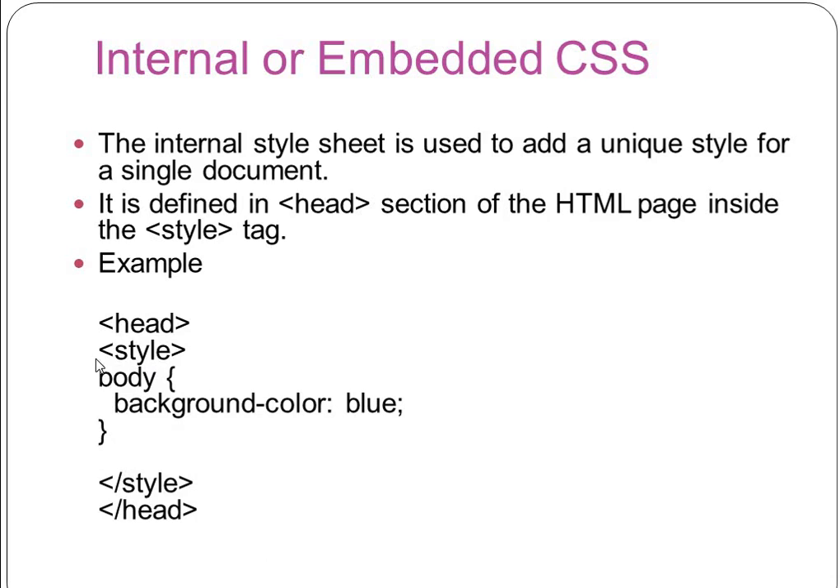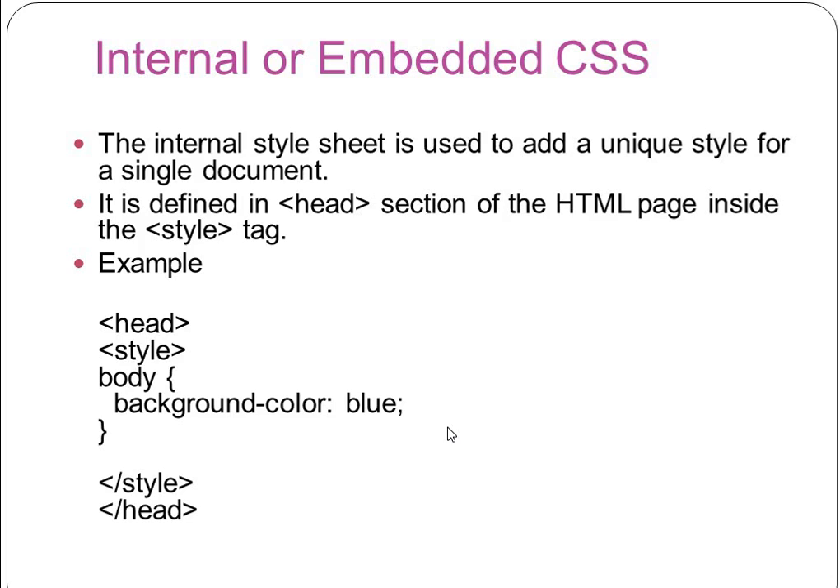Here, a style tag is used to define the internal CSS. The style tag is defined within the head section. You can see here that is the starting tag of head and ending tag of head is defined here. And inside this, style tag is used. And within the style tag, you can define the styling, that is CSS, to be included to the document. Here you can see that body tag is styled with the background color blue. So this is how you can use internal CSS for styling a single web document using a unique style.